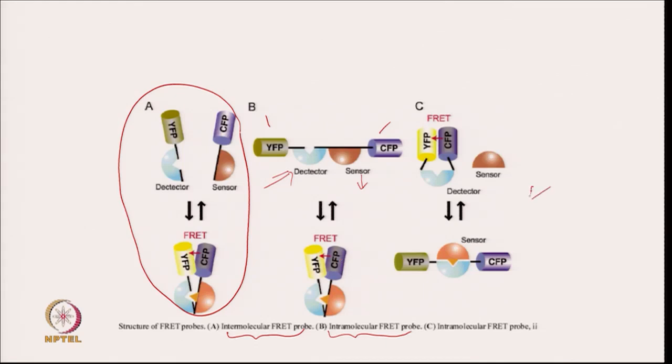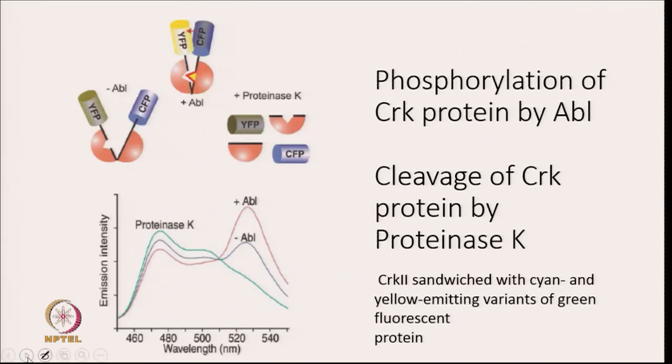There is a third case in which the sensor is not tagged. This molecule is tagged at one part by YFP and another part by CFP. When it is not in complex form, it shows FRET. But when the sensor comes and sits on this detector, the YFP and CFP go far away, and what happens is that when you excite CFP, YFP will not show fluorescence.